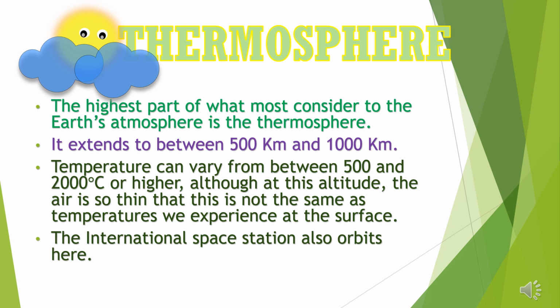Thermosphere. The highest part of what most consider to be the Earth's atmosphere is the thermosphere. It extends to between 500 km and 1000 km. Temperature can vary from between 500 and 2000 degrees Celsius or higher, although at this altitude the air is so thin that this is not the same as the temperatures we experience at the surface. The International Space Station also orbits here.